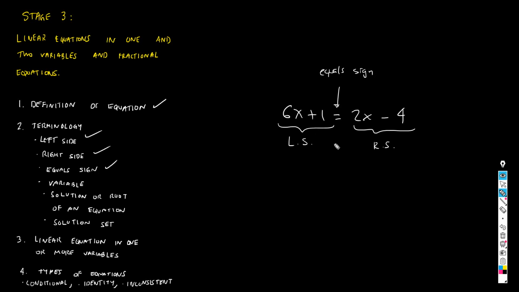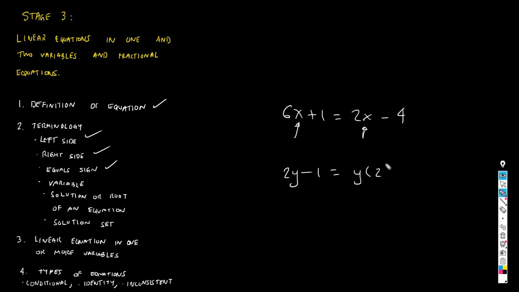Variable. Now I'm going to erase what I wrote. Left side, right side, equals sign. Now the variable. What is the variable? Well, in this case, it's x. Okay, this is my variable. What if I write some other equation like so, 2 to the square minus y? As you can see in here, my variable is y.